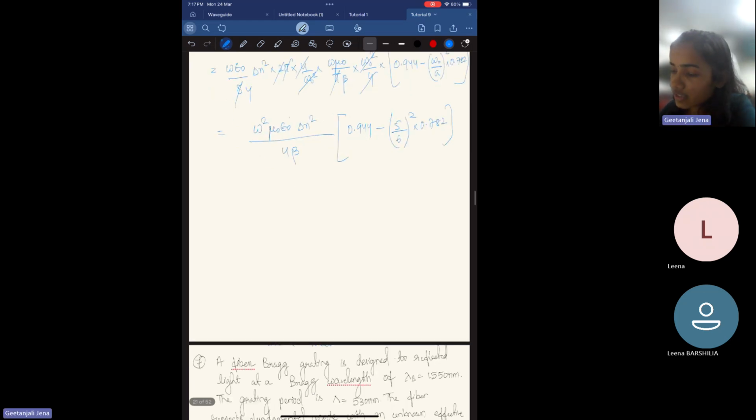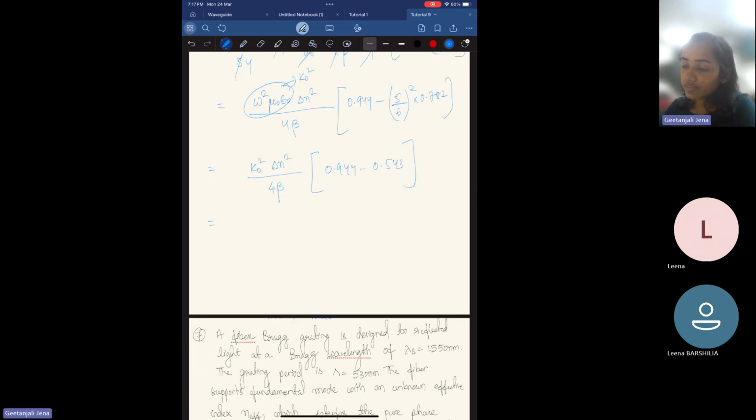If you recall, this is nothing but k0 square. So this is k0 square delta n square over 4 beta, and this will come around 0.944 minus 0.543. So just check whether you are getting this or not.